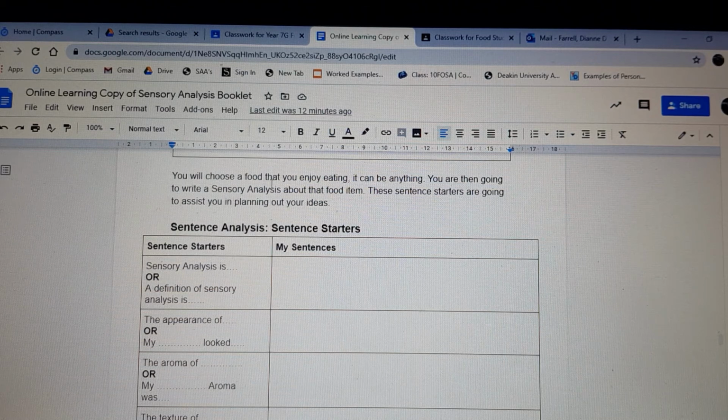You will choose a food that you enjoy eating. It can be anything. It does not need to be the same food that you talked about and wrote about in the what am I writing task. It can be something completely different. You are then going to write a sensory analysis about this new food item. These sentence starters are going to assist you in planning out your ideas.